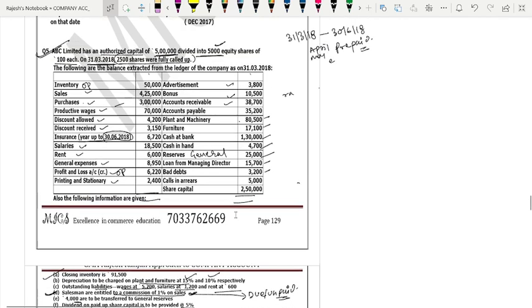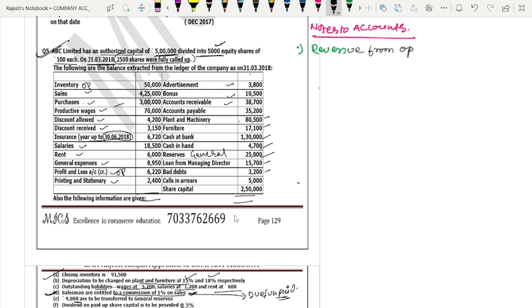Now, solve this question. Start preparing notes first. Notes to accounts. Revenue from operation. What is the revenue from operation? Sales. Is there any sales return?